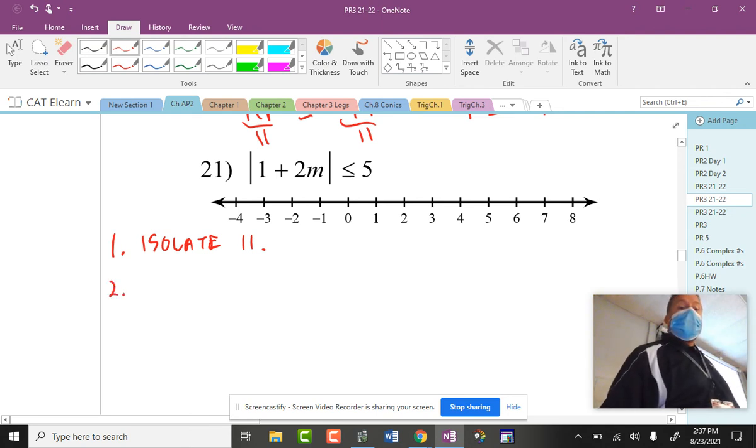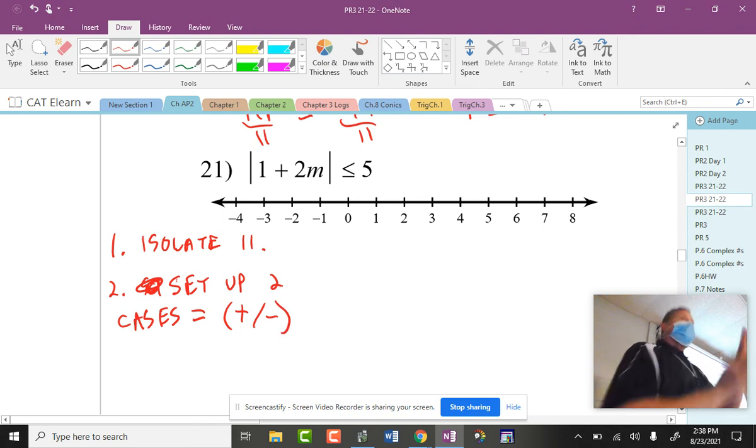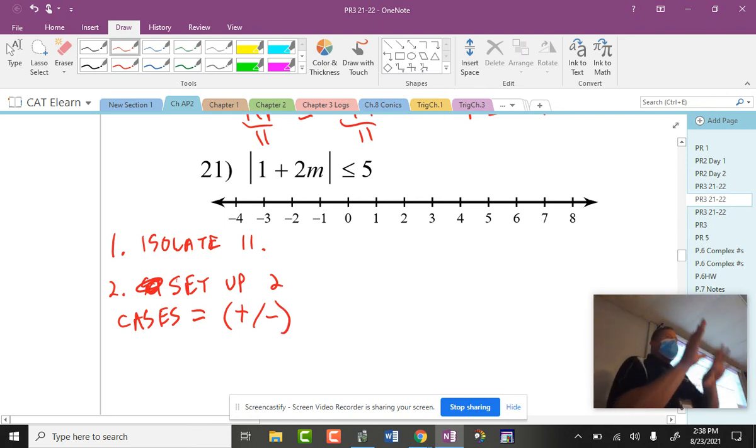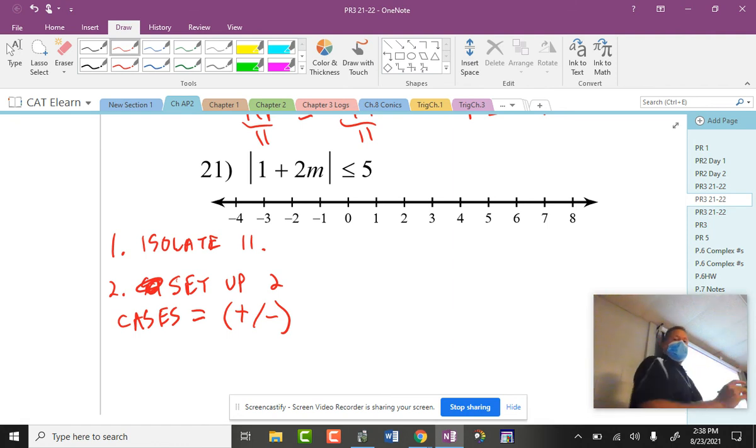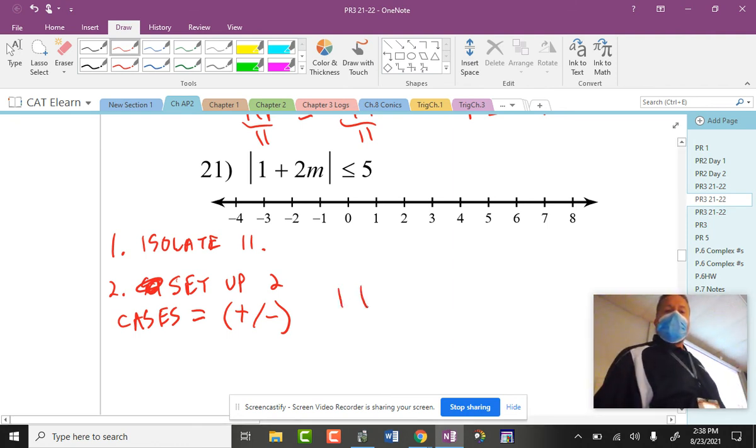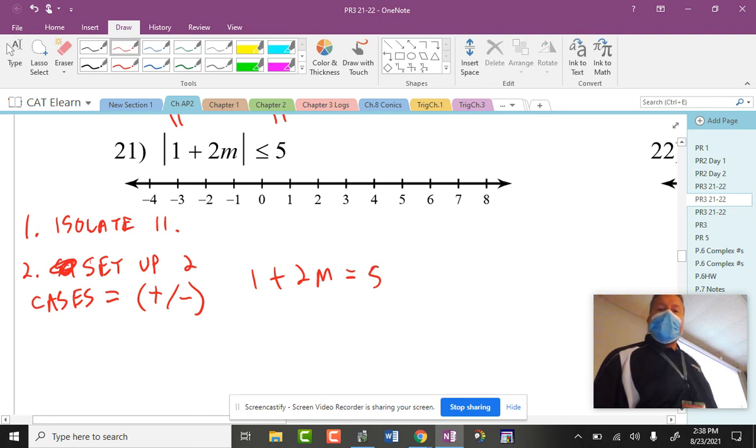Step 2 is exactly the same as for equations. You are going to set up two cases, the plus and minus cases. You're going to ignore that you have an inequality for the moment. You're going to pretend that it says equal, and then solve it like it's an equation. So tell me, what does 1 plus 2m equal? What are you going to put equal first? 5, true. And then what's the other case? So you keep it the same, but then at the end, you analyze: wait a minute, I have an inequality.